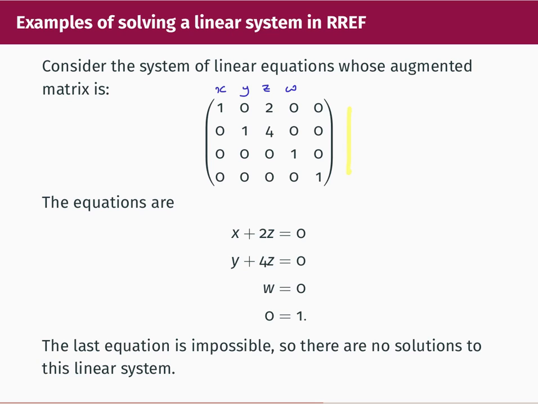As I've said before, some people put dots or a dotted line in their augmented matrix like this. I won't do so, but if you want to, that's fine with me. So what are these equations then? The equations are, first, x plus 2z is equal to 0. Second equation is y plus 4z is equal to 0. The third equation says w is equal to 0. And the last equation says 0 is equal to 1. This is impossible. There are no solutions to this linear system because one of the equations is impossible to satisfy.